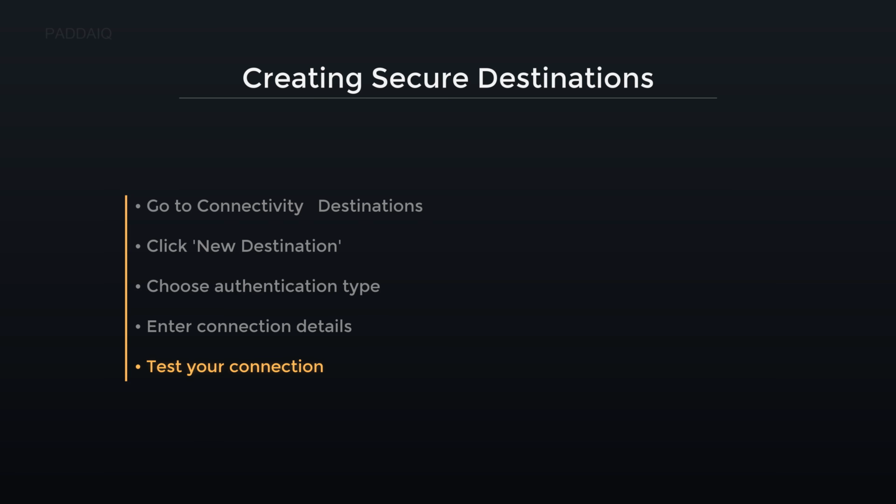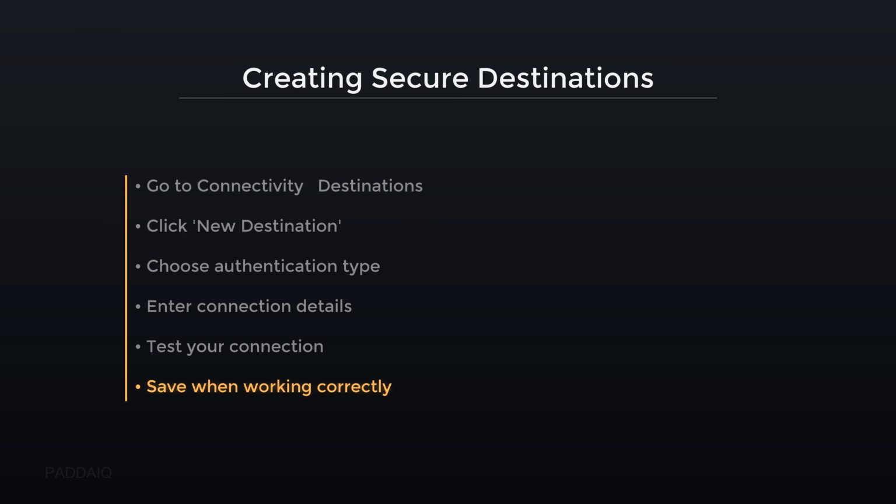Test your connection. This means verifying your destination setup can successfully reach the target system. For example, after configuring a destination to your company's HR system, you click Check Connection to ensure it is active and accessible. This simple step confirms everything is configured correctly before your applications rely on it.